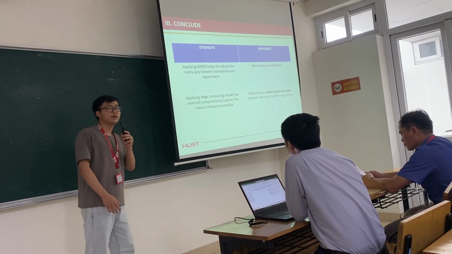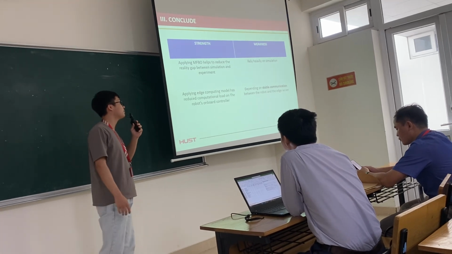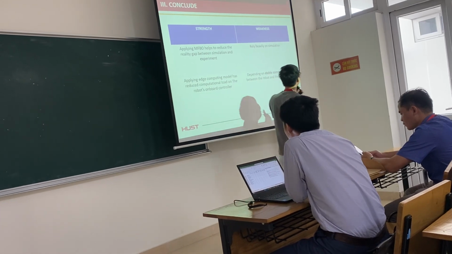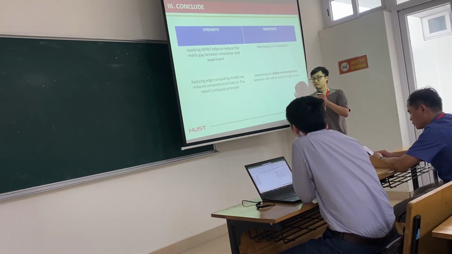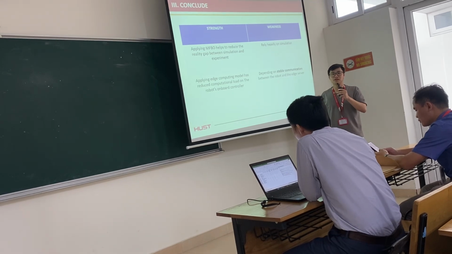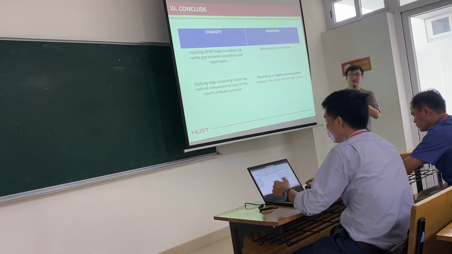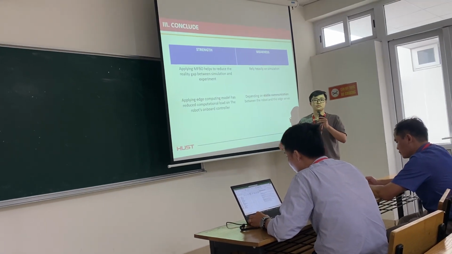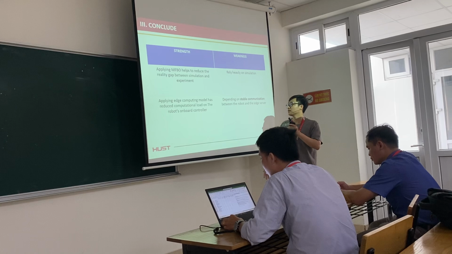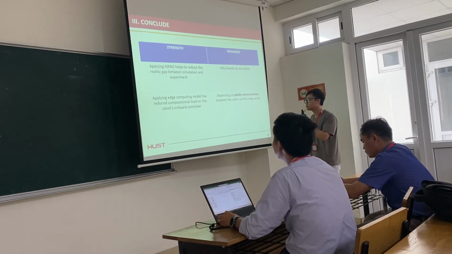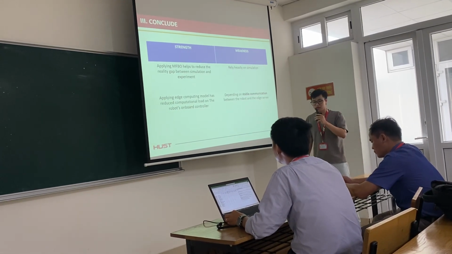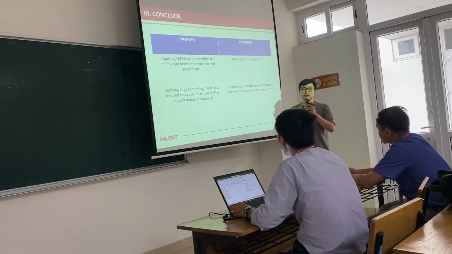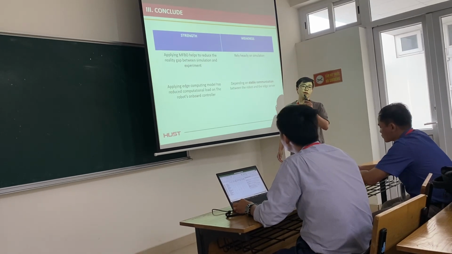But there are still weaknesses of the method. The first one is relying heavily on simulation, especially in the early phase. If the simulation is inaccurate, then the optimal gait may not transfer well to the real robot. And depending on stable communication between the robot and edge server, any delays and packet loss can make the performance worse.